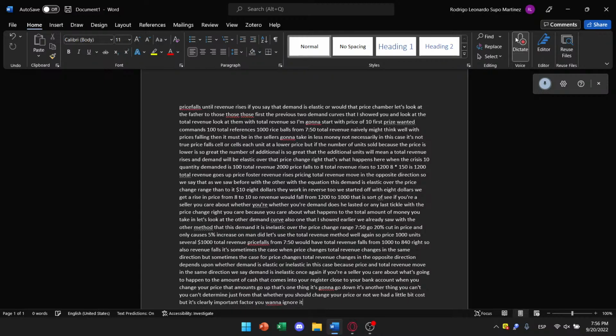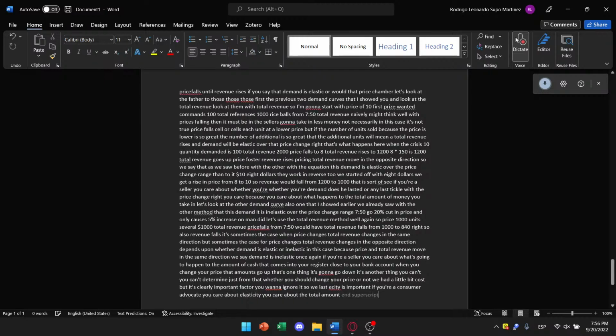So elasticity is important. If you're a consumer advocate, you care about elasticity. You care about the total amount that consumers are spending on the good. In this case, if price falls, the total amount consumers spend on the good also falls.